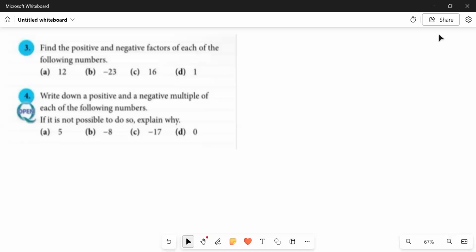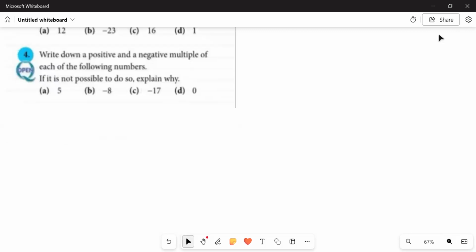The next question, question number 3, says, find the positive and negative factors of each of the following numbers. Before heading towards the actual question, let us first understand what factors are. For example, 12. 12 is a product of 1 and 12. When I multiply 1 by 12, it becomes 12, right?